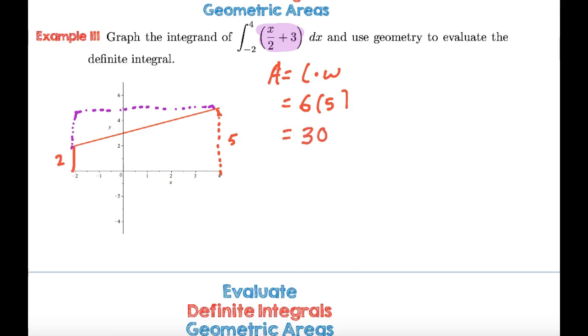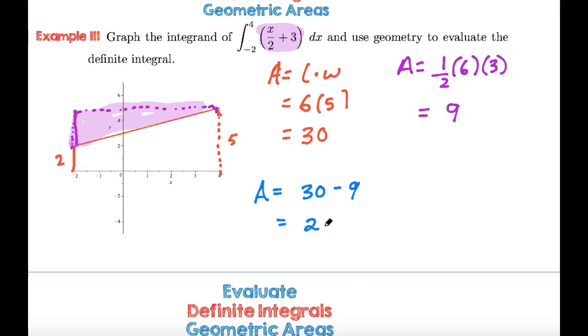But I don't want the whole thing. I only want that red portion. I have to cut out this purple portion right here, all through here. I don't want that piece in there. It's nice that it's a triangle. We know that the area of a triangle is 1/2 the base, so 1/2 my base from -2 to 4, which is 6 units, times my height, which is from 5 to 2, which is 3 units. That's 18 over 2, which is 9. So the total area of the red is 30 minus 9, which is 21. 21 units squared if you want to write that, but the area is 21.